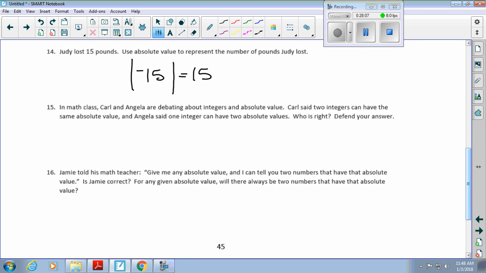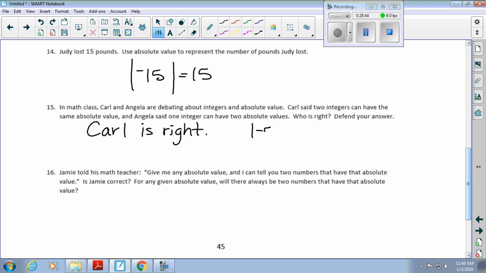All right. So can two numbers have the same absolute value? Yes, right? Positive 5 has an absolute value of 5. Negative 5 has an absolute value of 5. So we know what he's saying. Angela says that one integer can have two absolute values. Can a number have two different absolute values? No. So who do we want to agree with? Carl. Carl is right. Angela is incorrect.